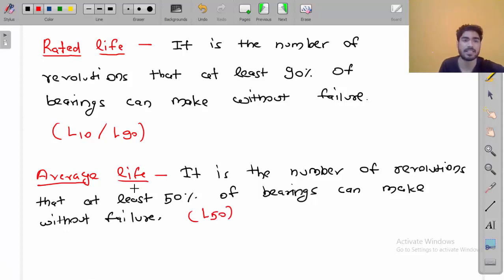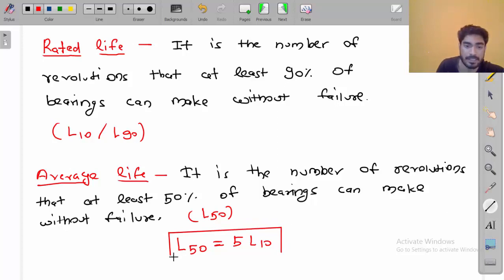And there is a direct relation between average life and rated life, my friend. This relation is derived from statistical probability. Okay, so L50 is 5 times L10. L50 means average life is 5 times rated life. Remember this, this is a very important relation. Average life is 5 times rated life. So what is rated life? At least 90% of bearings should have this life. What is average life? At least 50% of bearings should have this life. And average life is five times rated life.